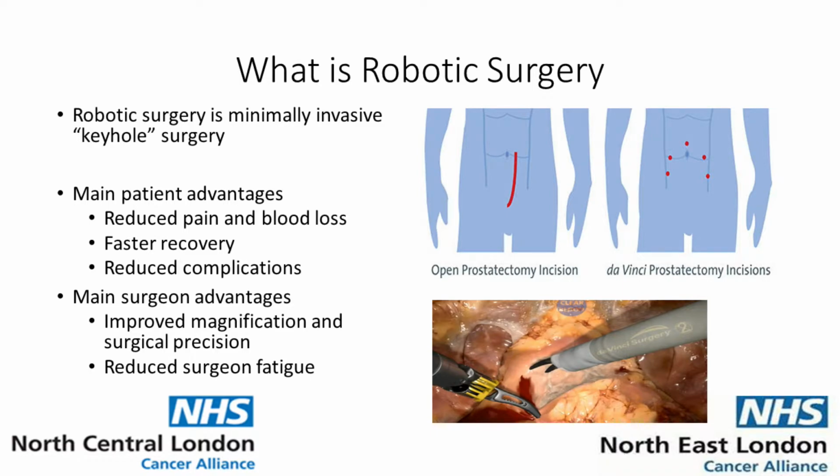Robotic surgery is minimally invasive keyhole surgery. The main advantages to the patient are reduced pain and blood loss, faster recovery, and reduced complications. From a surgeon's point of view, the advantages are improved magnification and surgical precision, and reduced surgical fatigue. As you can see on the right, this was how we used to do the surgery with a long incision, and now with the Da Vinci robot, there are generally 5 to 6 small incisions.